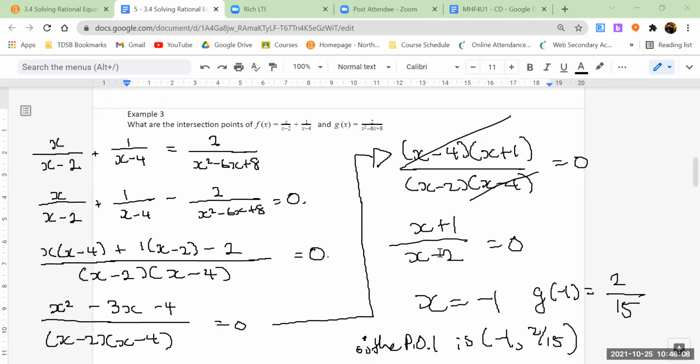When is this tiny fraction equal to 0? When x + 1 equals 0. So I have x = -1. Using that, I plugged it into whichever function was easier for me, and it ended up with an answer of 2/15. The point of intersection is (-1, 2/15).